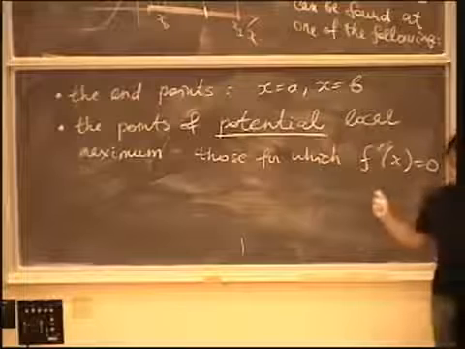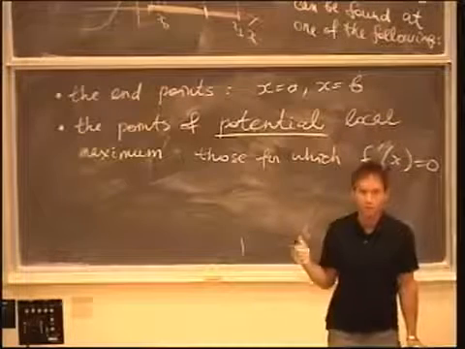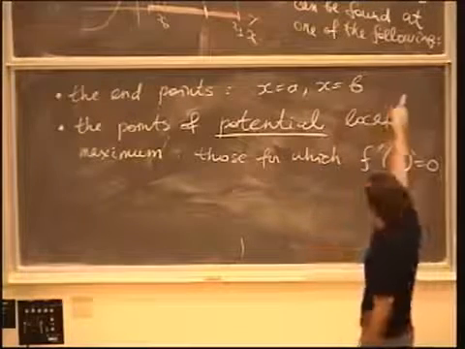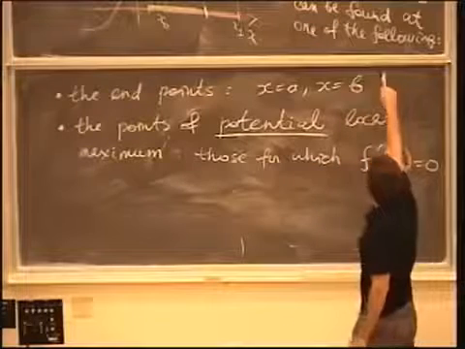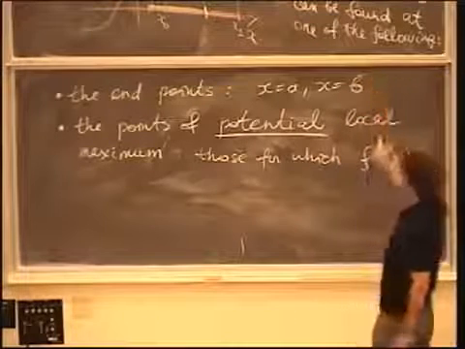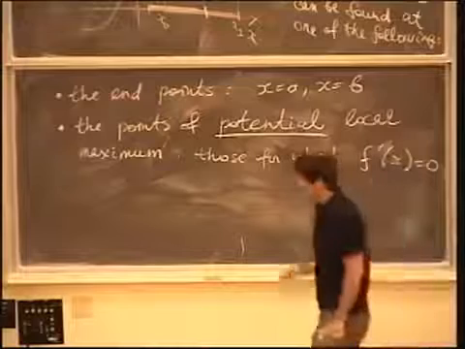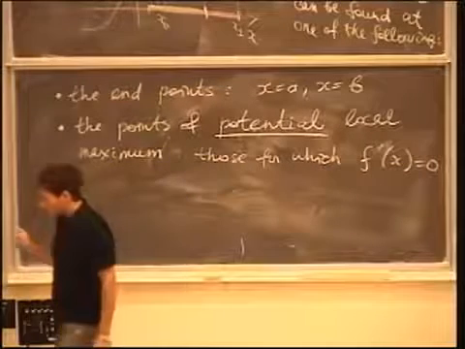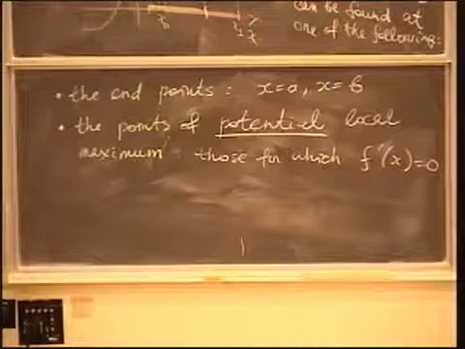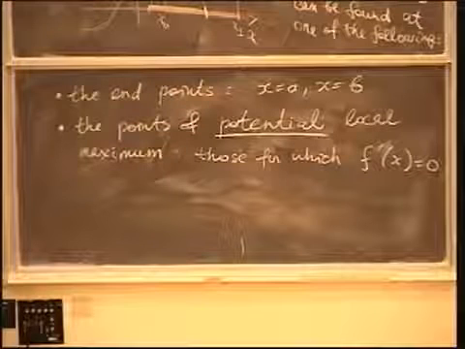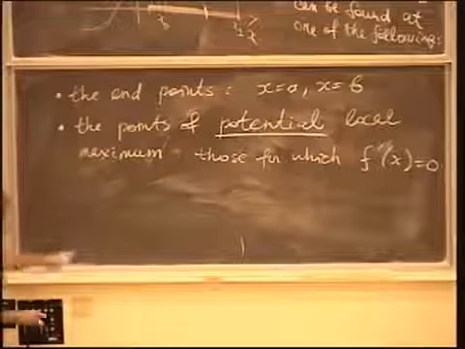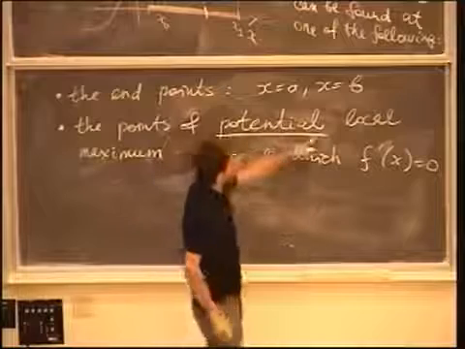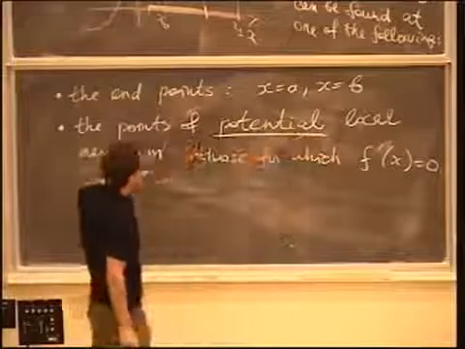That's the algorithm for finding maxima of a function. And likewise for minima. Just replace the word maximum by minimum. So it's exactly the same. Now, before I go and generalize it to the case of two variables, I want to explain what I mean by the word potentially, potential local maximum.